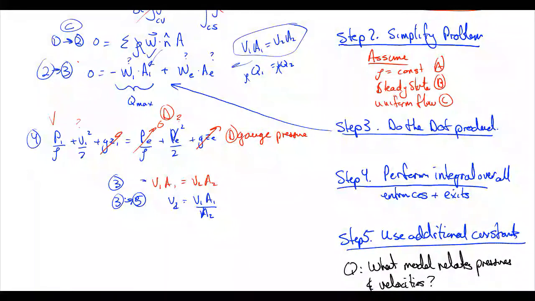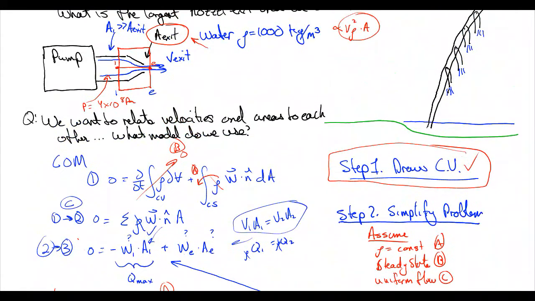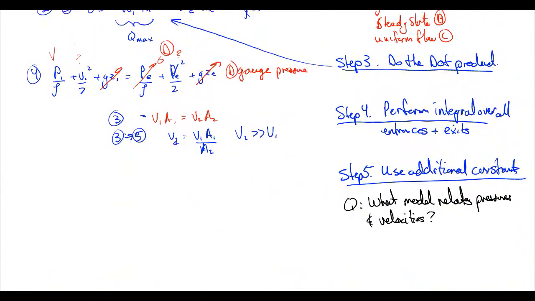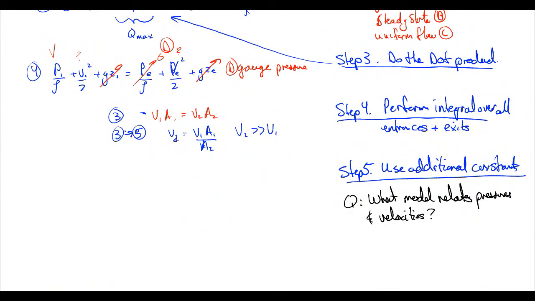If A1 is larger than A2, in fact, A1 is much, much larger than A2 because we have that here in our problem definition, then we know that V2 is much, much larger than V1. So if we go 4 plus 5 into 6, we have our V exit, and we're going to do a little bit of simplification in our head now because this is basically equal to 0 because of 5.